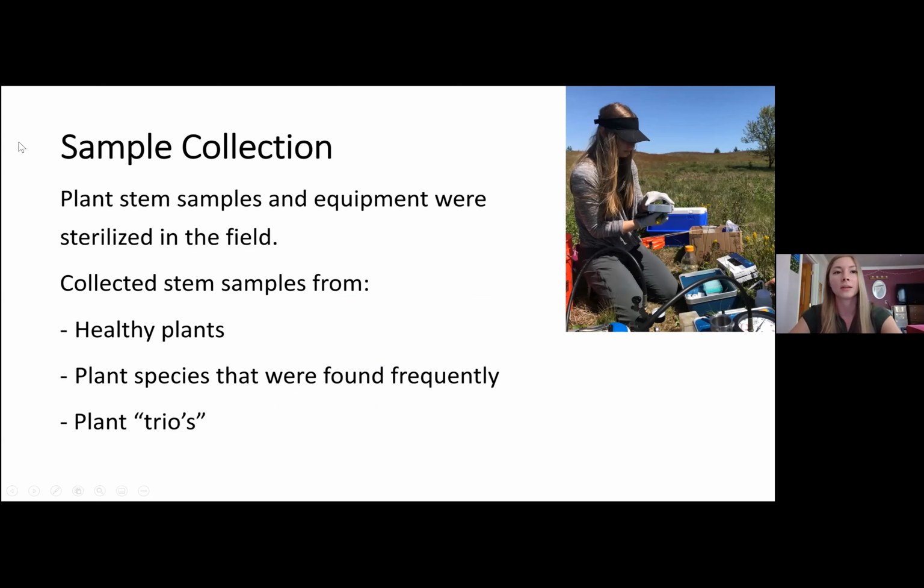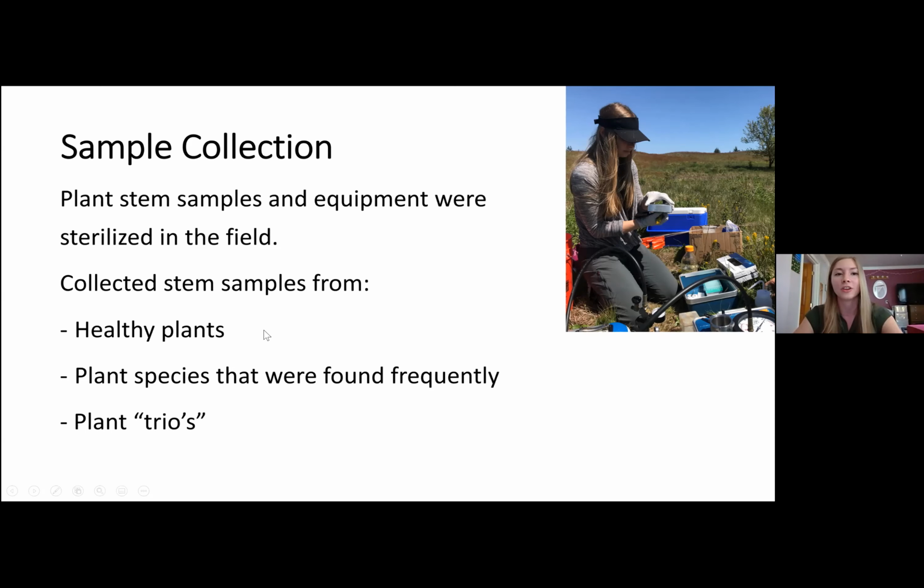In order to look at the bacterial microbiome, first I had to collect my plant samples. I sampled plant stems, and as I was sampling these stems, I sterilized the exterior of the stem in the field, in order to just look at the bacteria that lived inside of the stem itself. I sterilized the stems and the equipment I used to collect the plants in order to remove all the external bacteria from these stems so that they wouldn't contaminate my samples.